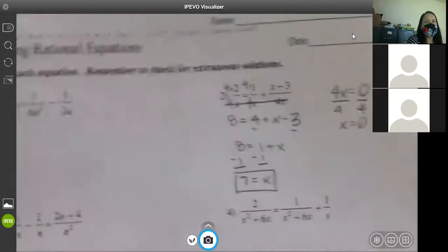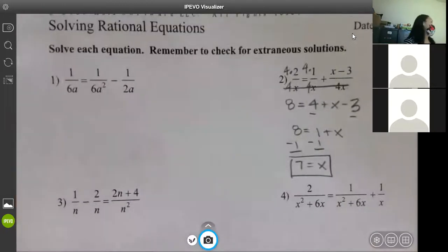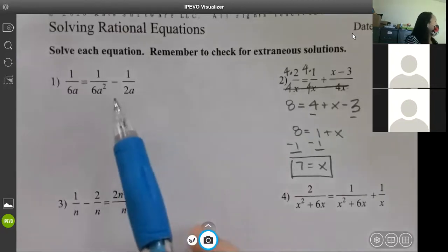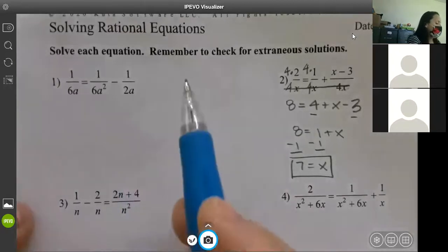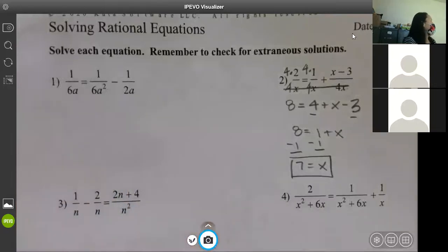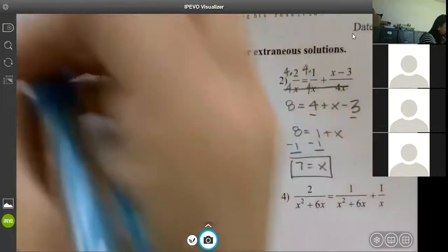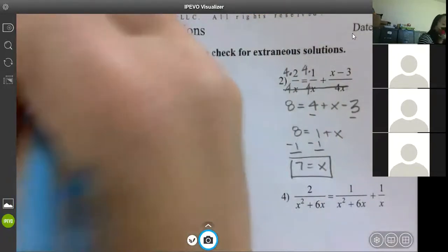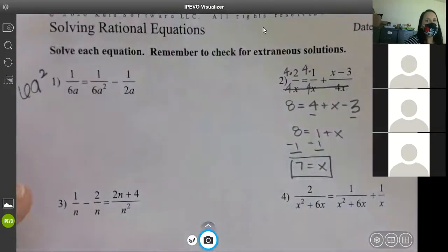All right, so let's look at the next one. Or go back to number 1. What's our common denominator here? What number would be our common denominator? What number? 6. 6, because I can make 2 look like 6, right? So 6 is a common denominator. How many A's should I have for all of them to have the same amount? 2. So my common denominator, I'm just going to write it to the side, is 6A squared.